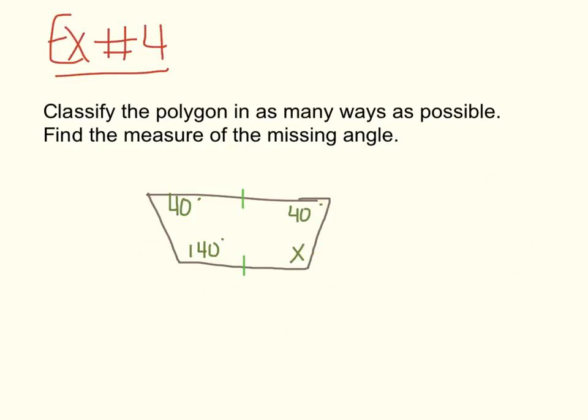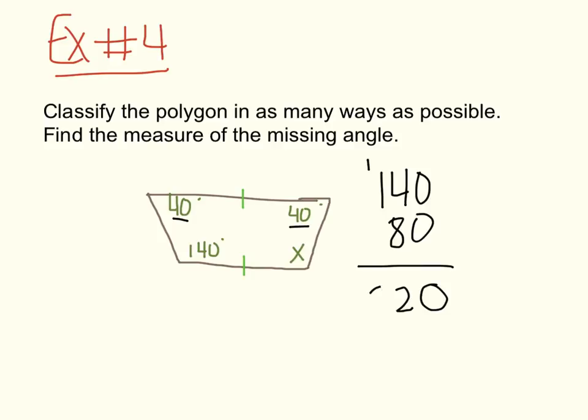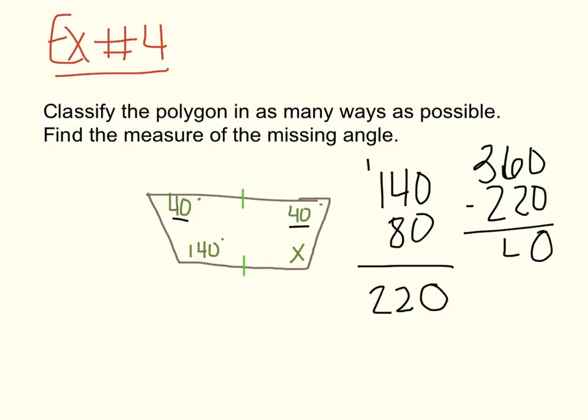This is example number 4. We're going to first find the missing angle. So we have 140, and we know that 40 plus 40 is 80. Which gives us 220, which we subtract from 360 and gives us a missing angle of 140 degrees.